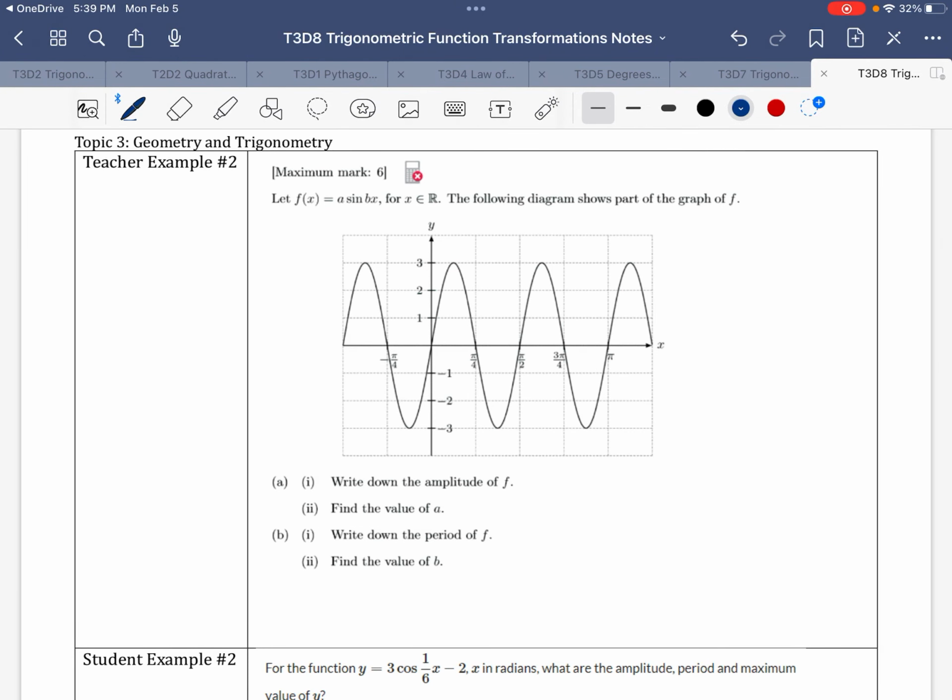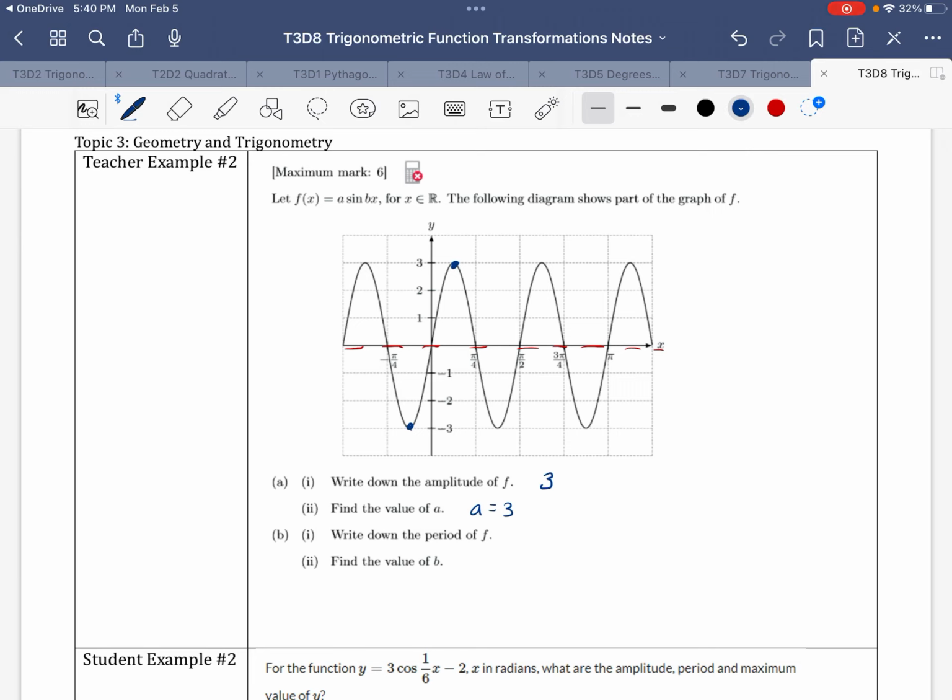Teacher example number 2. Here it says let f of x equal a sine bx, where x is a subset of all real numbers. The following diagram shows part of the graph of f. So write down the amplitude of f. So again, amplitude is our A value. But here we can see that the lowest point and the highest point is -3 and 3, which means our midline here is at 0. That tells us that our amplitude is just the distance from 0 to 3, which makes it 3. And we know that A is our amplitude, so A also has to be 3.